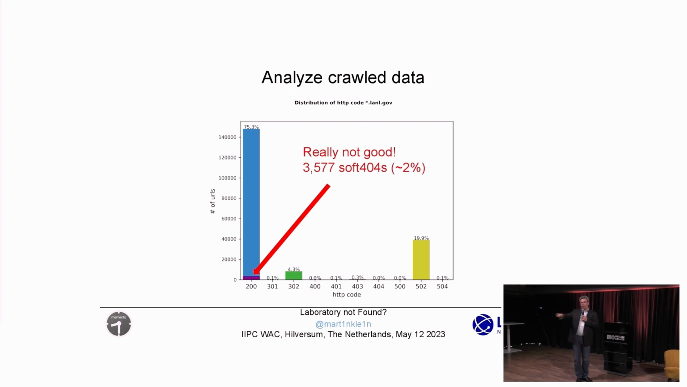So then we ignored the 500 errors, we ignored the 300 errors, we only looked at those soft 404s and tried to figure out, first of all, where do they occur, and second of all, how can we potentially recover them from existing web archive collections.